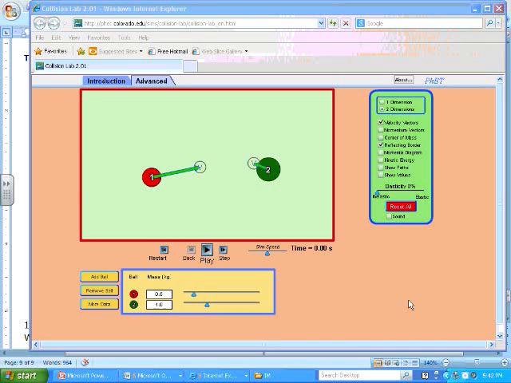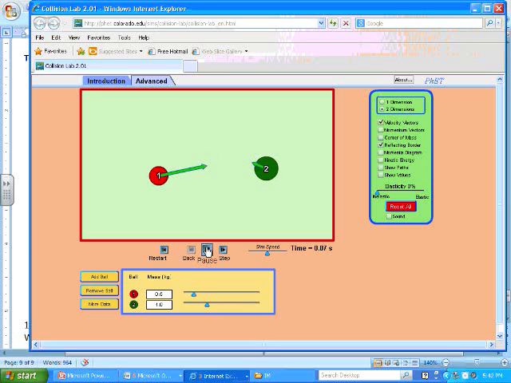Page of our packet for the momentum unit deals with collisions in 2D. So we're going to look at some inelastic collisions that have both x and y components. Now the rules are going to be the same. You still have to conserve your momentum. So whatever momentum you had before a collision, you have to have the same amount after a collision.